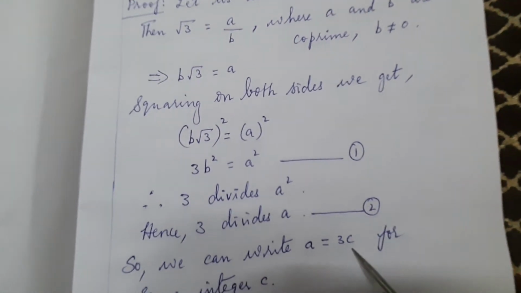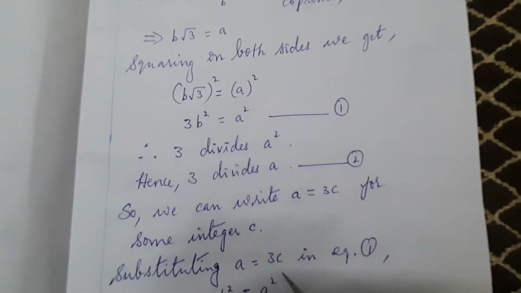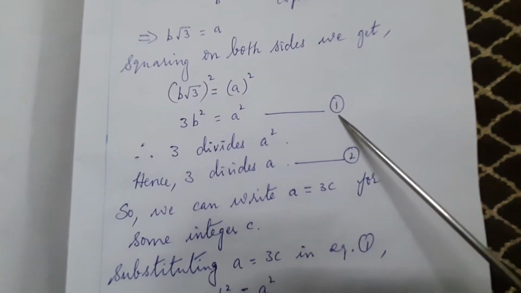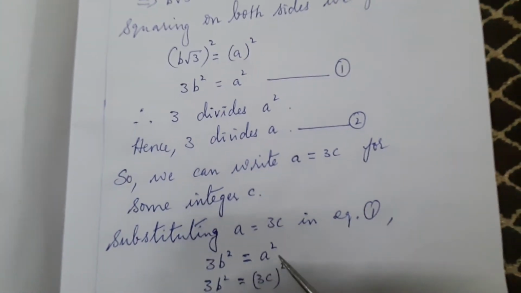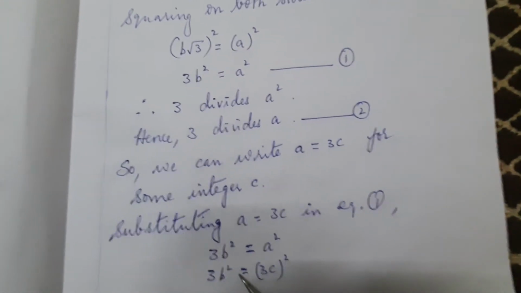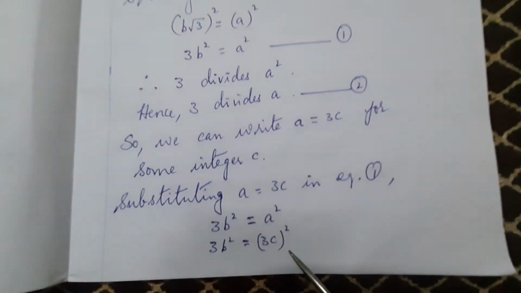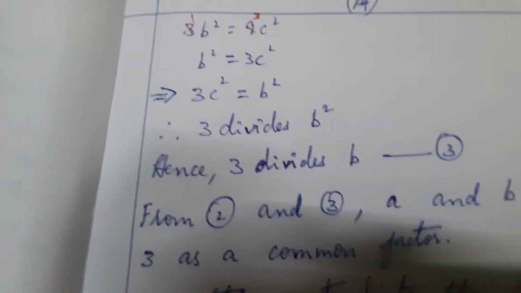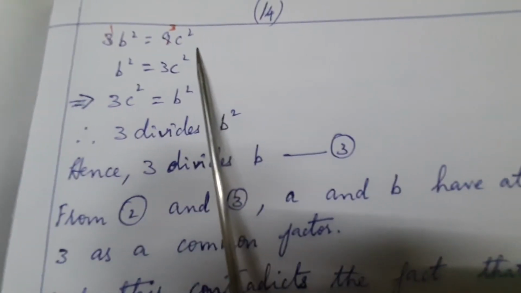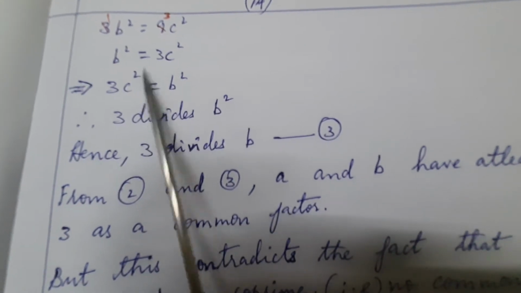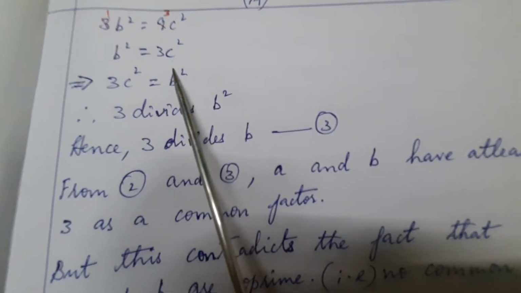Okay, a is equal to 3c for some integer c. Now, substituting a equal to 3c in the first equation, instead of a, I am putting 3c. So, 3b square is equal to a square is the first equation. 3b square is equal to, instead of a, I am writing (3c) square. Then, by squaring, we get 3b square is equal to 9c square. So, b square is equal to, cancelling 3 and 9, 3c square.